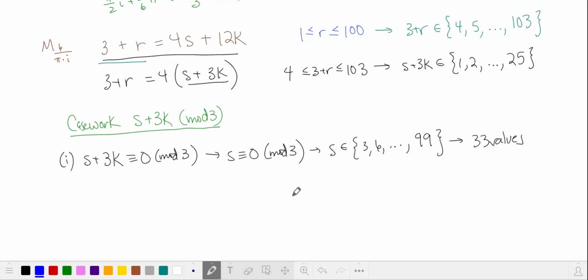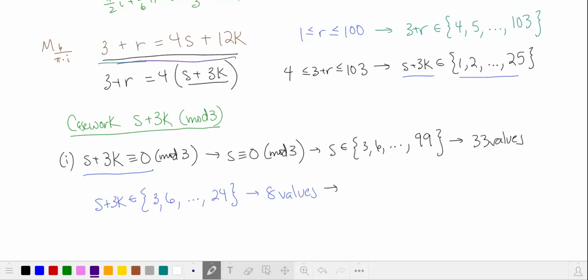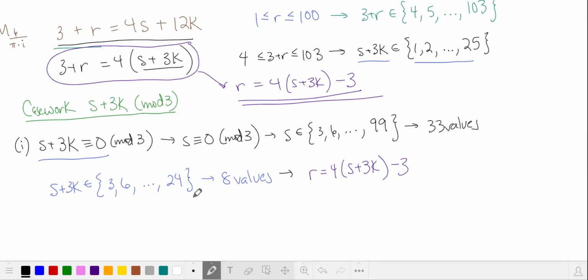Let's find the valid corresponding values of r. S plus 3k must be an integer between 1 and 25, and s plus 3k in this case is a multiple of 3. So it's all the multiples of 3 up to and including 24. That's 8 values for s plus 3k. Taking this equation over here and solving for r, multiplying any of these numbers by 4 and subtracting 3 are going to give us valid values of r between 1 and 100. So there are 8 valid values of r.